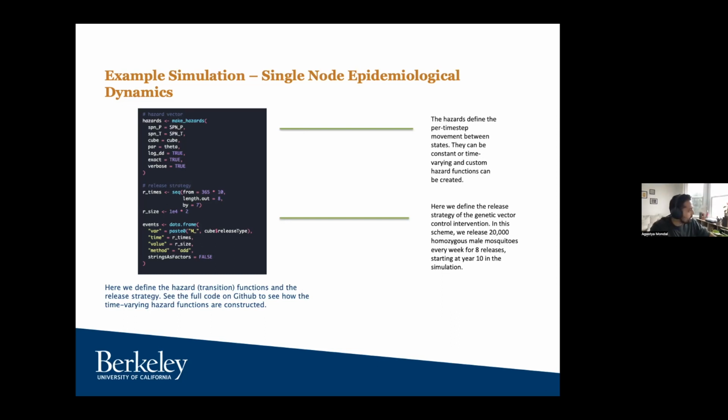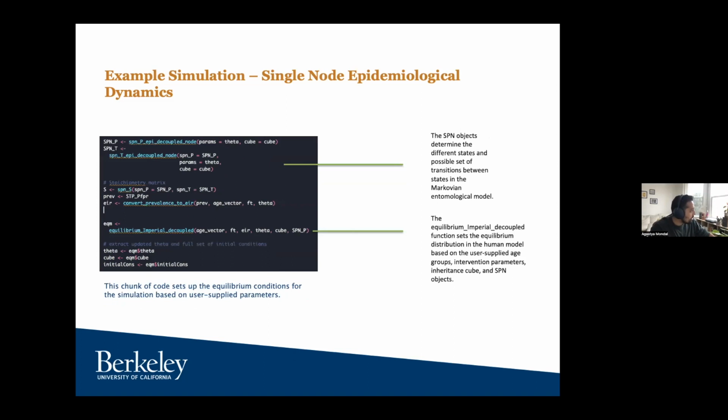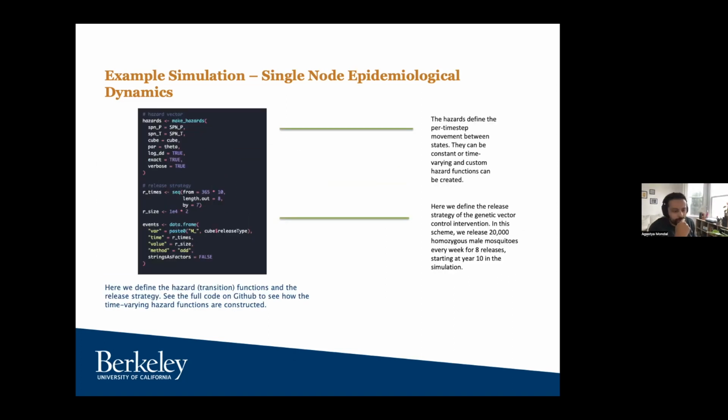But essentially what we do is we read in the seasonality profile from the rainfall data, which is calculated separately. And then we make time-varying hazard rates for larval carrying capacity based on that. So the transition function for larval carrying capacity is time-varying, dependent on the seasonality. And then we just use the make hazard function to create all the different transition rates between different states.